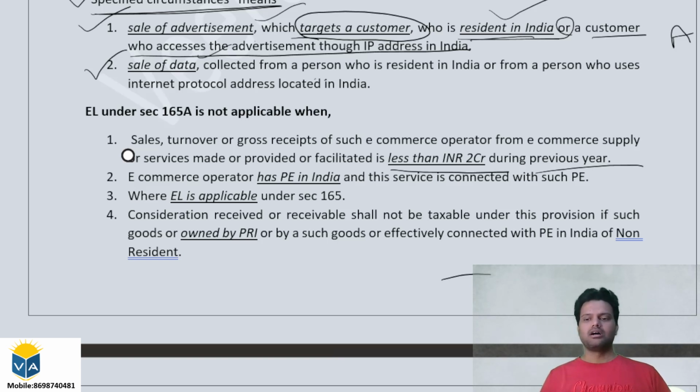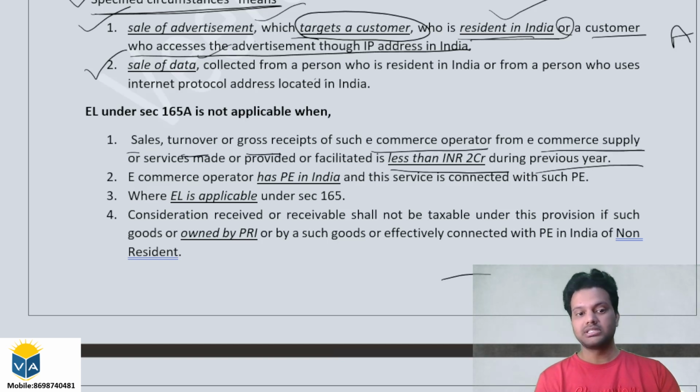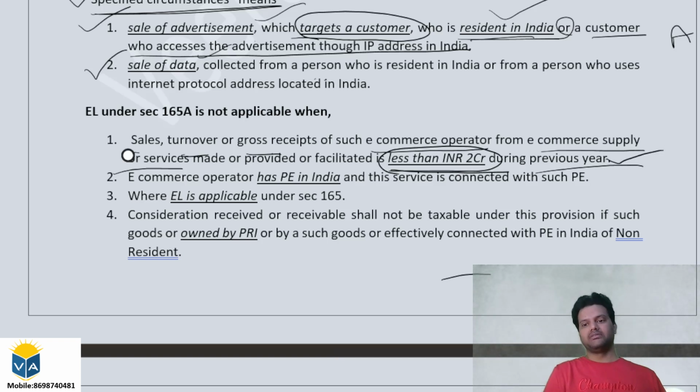So what lawmakers did here is, whoever is the e-commerce operator doing business with Indian customers, if that total business during the previous year is less than 2 crores, then this section 165A is not applicable. I will just read out the point again. Sales, turnover, gross receipts of such e-commerce operator from e-commerce supply or services made, provided or facilitated is less than 2 crores during the previous year. If it is less than 2 crores during the previous year, then for him, these provisions are not applicable.